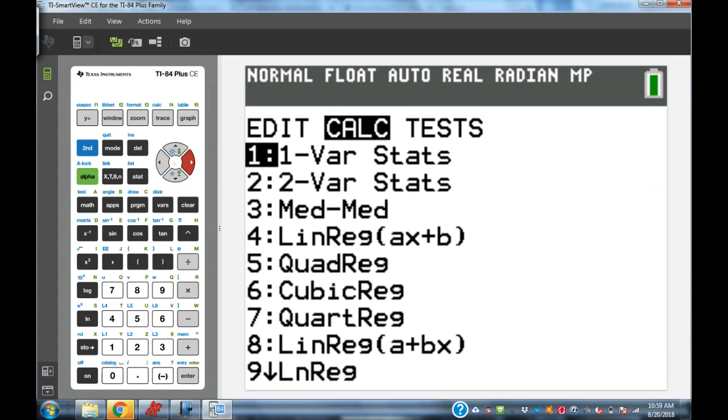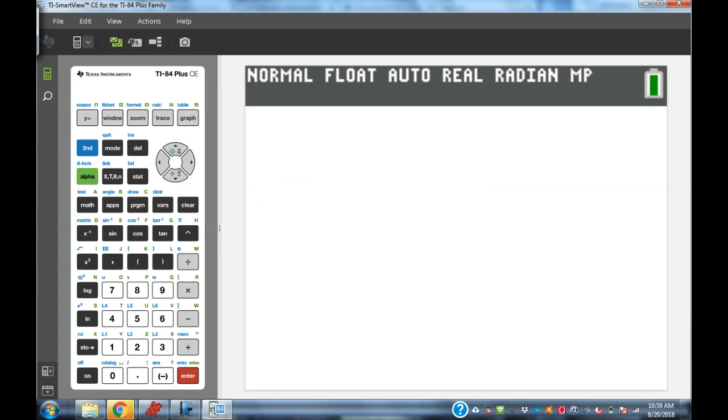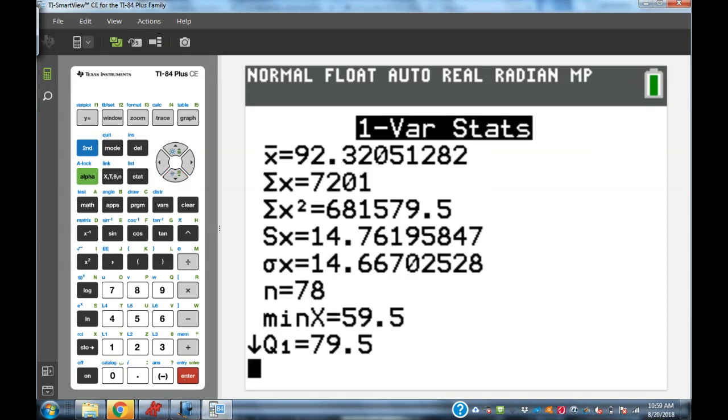And then I've got one variable stats that I'm going to hit. And list 1, that's your midpoints. Your frequency list, where's that at? That's list 2. So how do we get list 2 in there? Second and number 2. And then hit calculate. If we're looking for the mean, which one of those is the mean? Top one, 92.3205, all that stuff. What do we round it to?